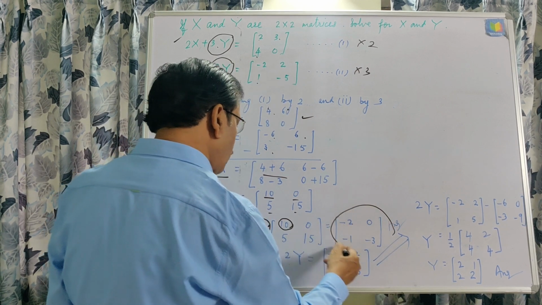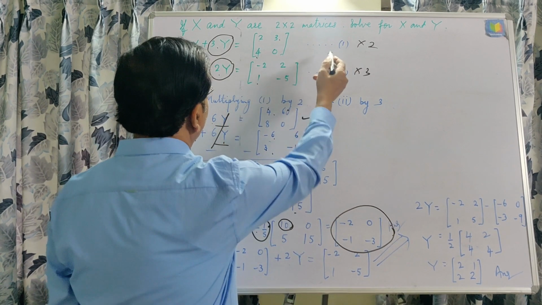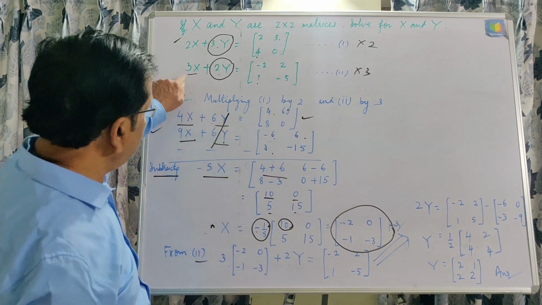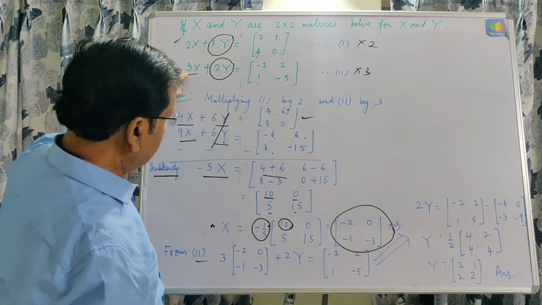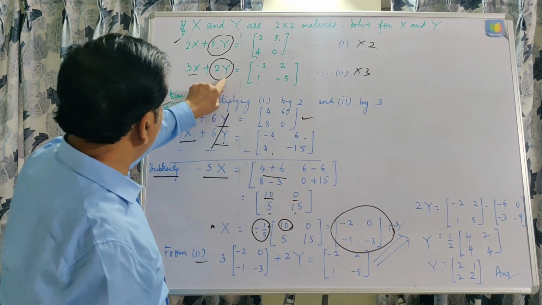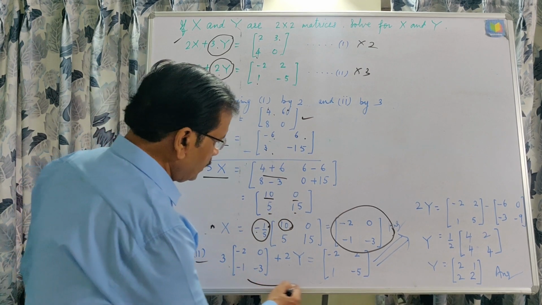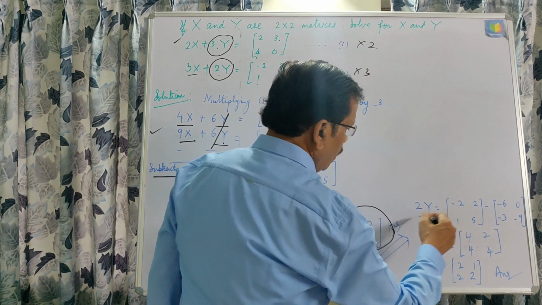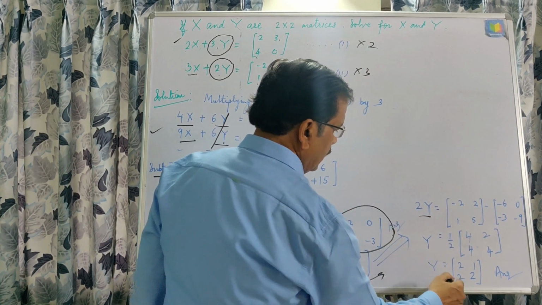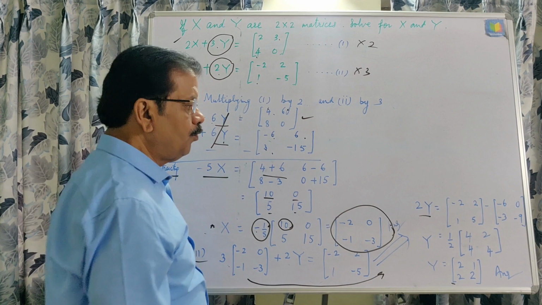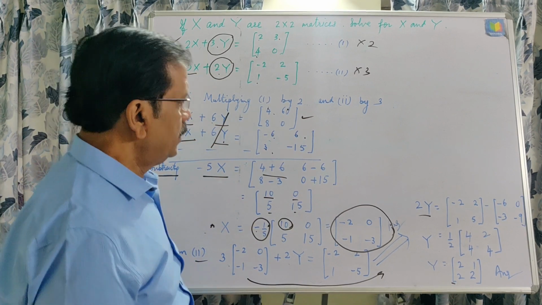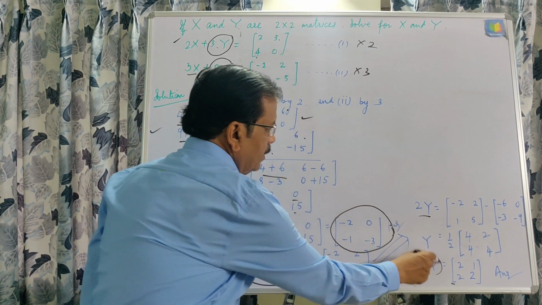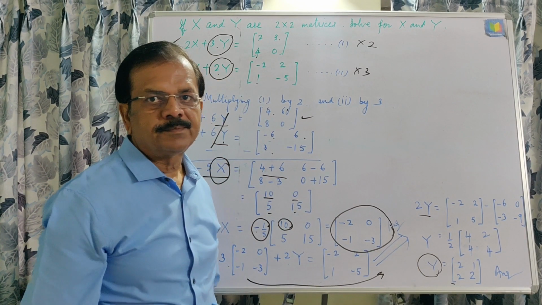Substituting this value of X in any equation of this, I am applying here equation number 2, that is 3 capital X plus 2 capital Y is this. Transpose this to the right hand side, we are getting 2Y is equal to this value, or Y is equal to 1 upon 2 this, and that is Y is equal to 2, 1 and 2, 2. This is the value of the matrix X and matrix Y. Now next question.